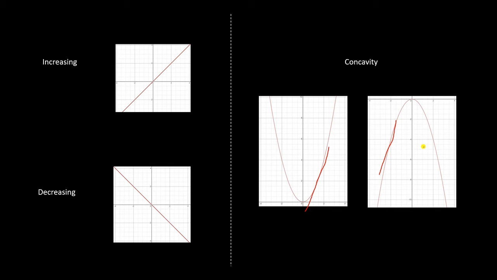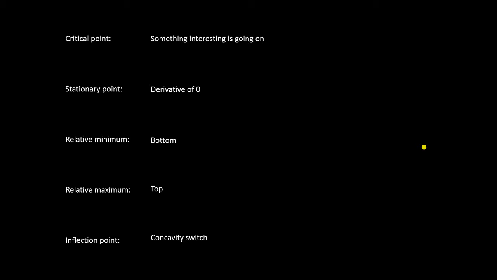An example problem for this might be to draw a graph given information about a function and its first and second derivatives. Now let's talk about extrema. First, a bunch of definitions. A critical point is where something interesting is going on. There might be a tangent line or there might be a sharp point.